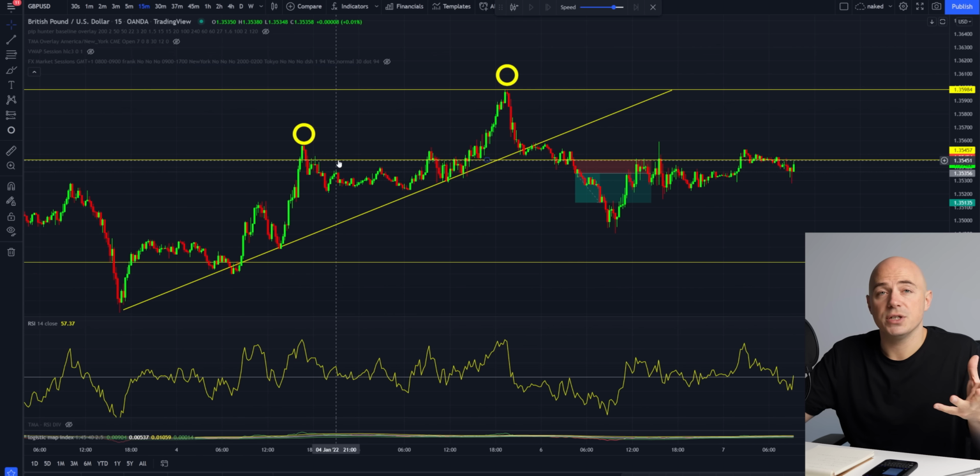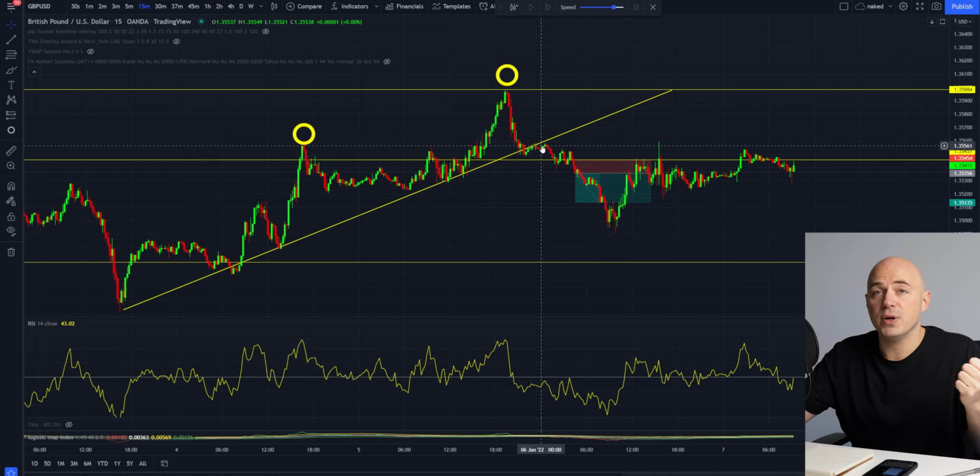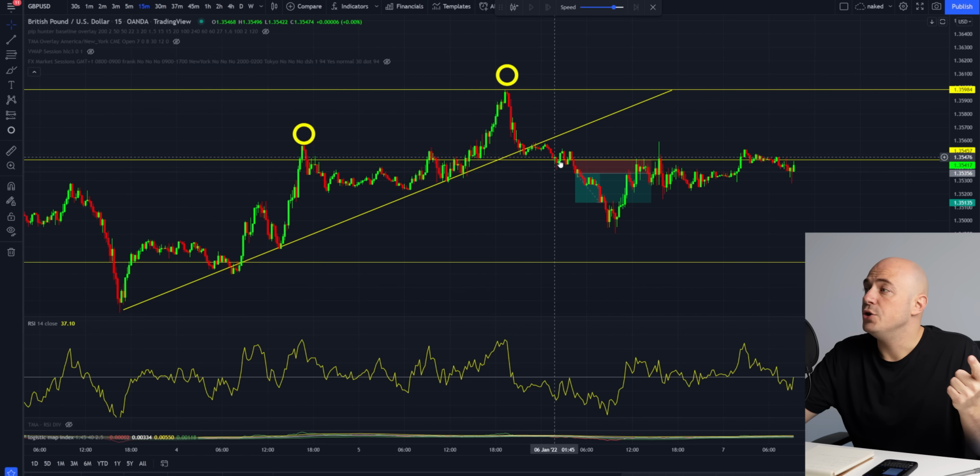So just a quick recap, we had our divergence. Confluence number 1, break in a trend line. Confluence number 2, drop below a previous support and resistance level.